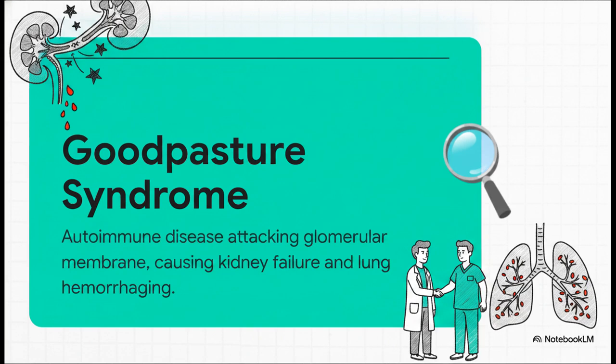In this life-threatening disease, antibodies specifically target the basement membrane of the glomeruli, which are the tiny, delicate filtering units inside the kidneys. This massive autoimmune attack simultaneously causes acute kidney failure and dangerous pulmonary hemorrhaging in the lungs. Managing this condition is no small feat. It requires immediate, high-level coordination between a nephrologist and a pulmonologist just to keep the patient stable.